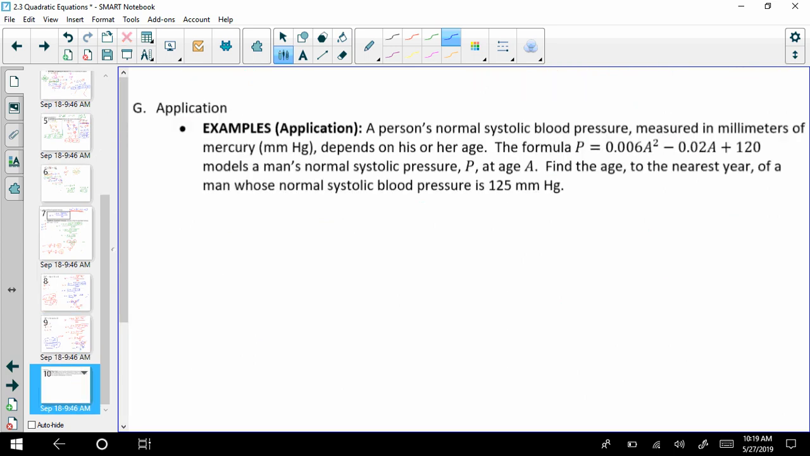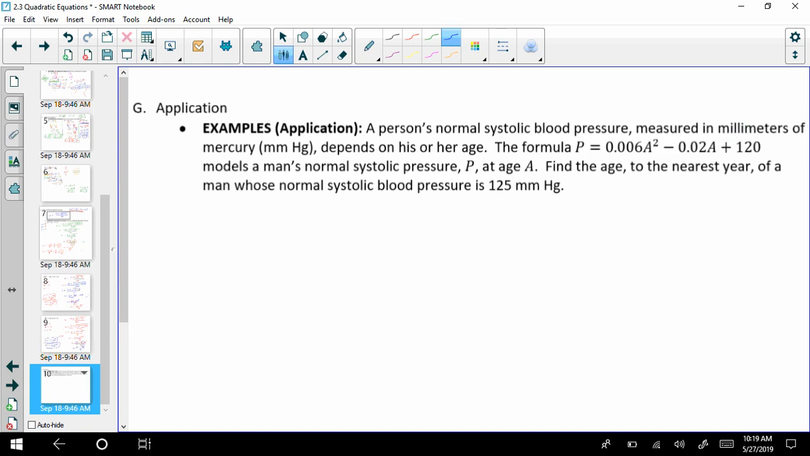All right, let's end with a story problem or an application here. Quadratics appear a lot in physics, especially with motion. Whenever something is tossed or thrown or fired into the air, you're dealing with quadratic equations. So in this example, a person's normal systolic, I think I said that right, blood pressure measured in millimeters of mercury depends on his or her age. The formula, and then it gives me this quadratic equation.